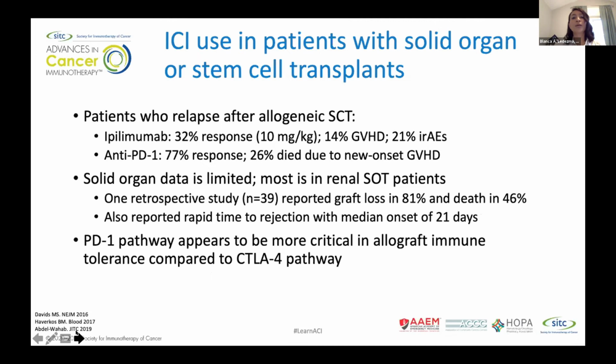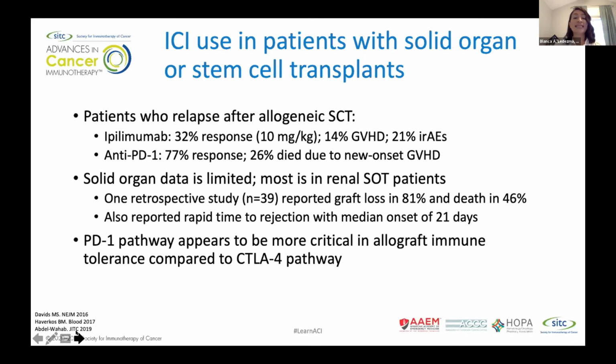The immune checkpoint inhibitors in patients with solid organ transplant or stem cell transplant. So, patients who relapse after an allogeneic stem cell transplant who were treated, there was a study evaluating patients treated with ipilimumab at 3 milligrams per kilo or 10 milligrams per kilo. At 3 milligrams per kilo, there really was no response, but at 10 milligrams per kilo, 32% had a response, 14% had GVHD, and 21% had IRAEs. When treated with the anti-PD-L1, 77% had a response, and 26% died due to new onset GVHD.